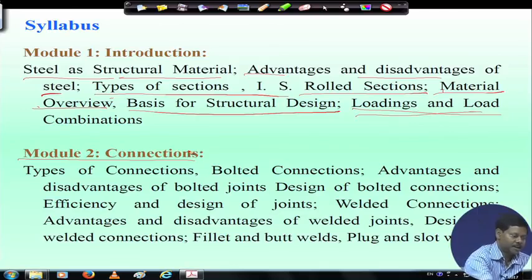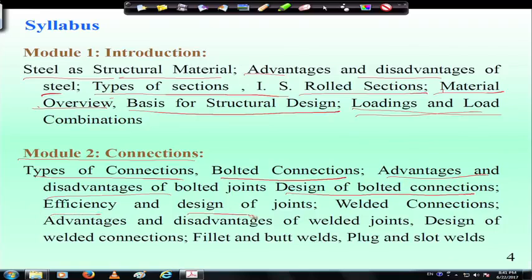So, different types of connections we will discuss, and in that we will discuss the bolted connections, their advantages and disadvantages, then design of bolted connections, their efficiency and design of joints, then welded connections, advantages and disadvantages of welded joints, design of weld connections, fillet weld, butt or groove weld, plug and slot weld. So, these are the probable topics I am going to cover.